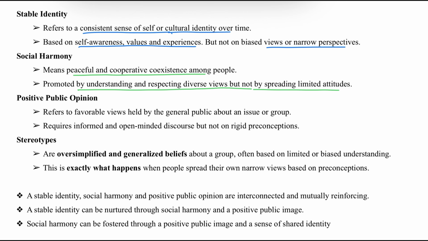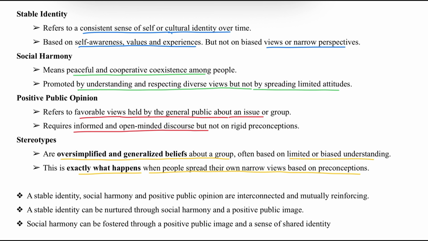Positive public opinion refers to favorable views held by the general public about an issue or a group. This positive public opinion requires informed and open-minded discourse, but not rigid preconceptions. Stereotypes are oversimplified and generalized beliefs about a group, often based on limited or biased understanding. Stereotypes are exactly what happens when people spread their own narrow views based on preconceptions.